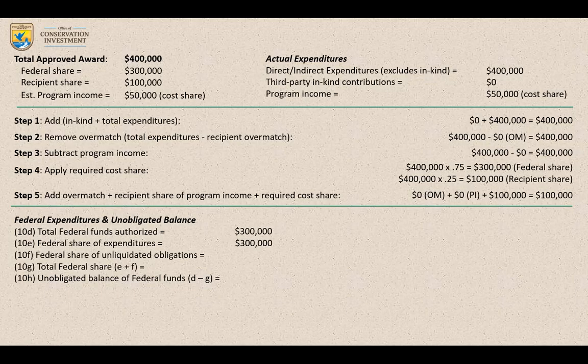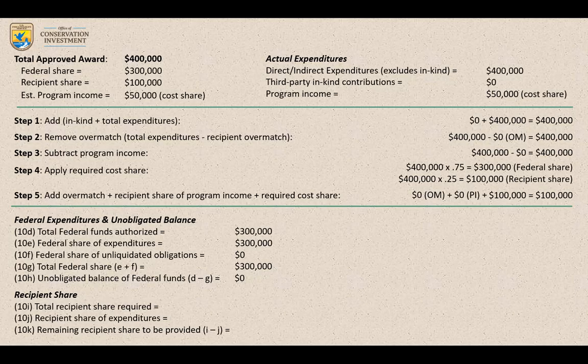Field 10F represents the federal share amount of any recipient unspent obligations. Since this is a final federal financial report and our scenario states that the award is completed, this amount is 0. In Field 10G, the recipient adds the values in both 10E and 10F to get $300,000. Lastly, in Field 10H, the recipient reports any unspent federal funds remaining at the end of the federal award. This value is determined by subtracting the value in 10G from the value in 10D. In this scenario, the recipient expended all the federal funds, so this amount is 0.